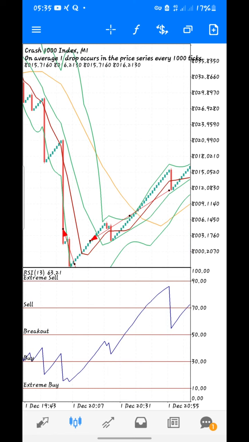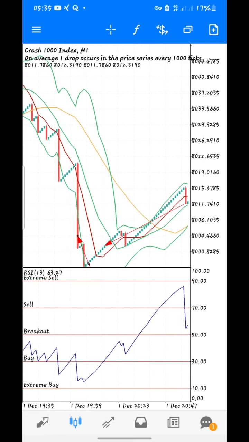So you guys can see what is happening here. Can you see? Here again, it spiked. This spike even came without touching this red moving average. Okay, so guys, look at what happened.